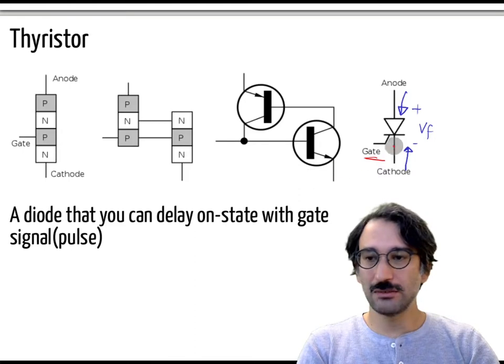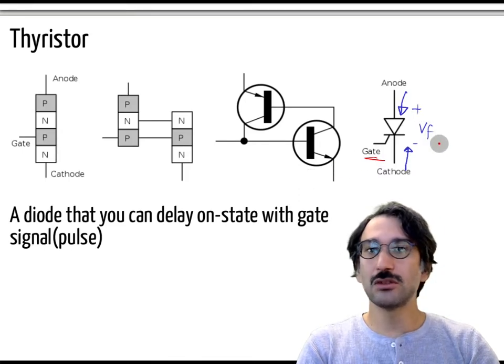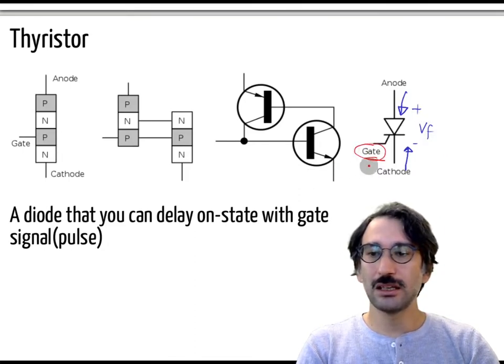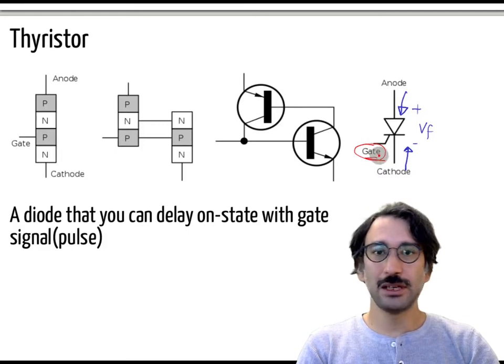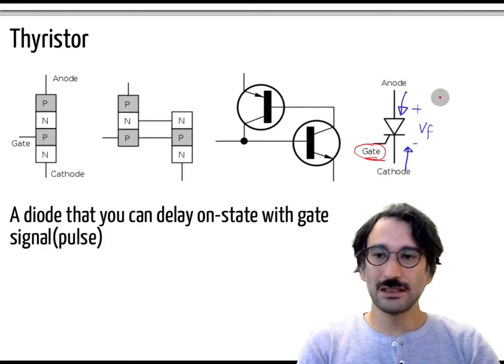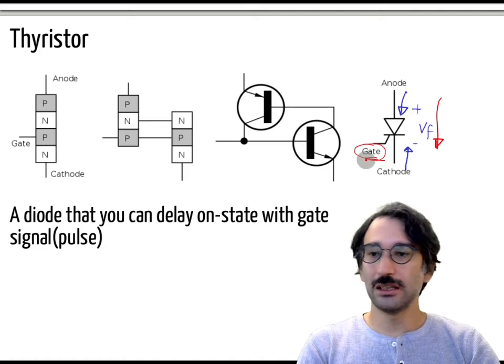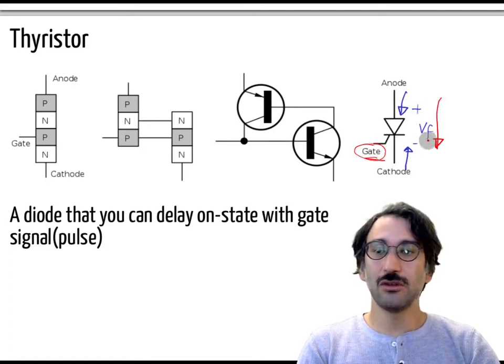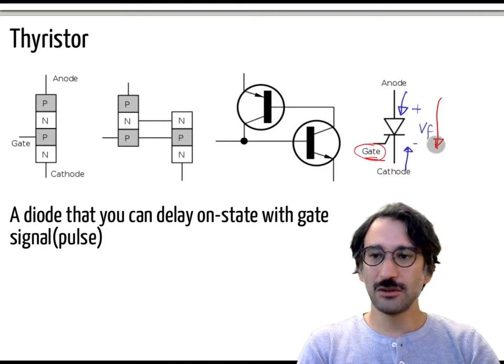So what does it mean? You can apply a positive voltage to here, but if you don't apply gate voltage, it will not start conducting. So it is like a switch, and the switch gets into the conduction mode whenever you apply a gate signal. But it is different from a transistor. Once it starts conducting, now it is basically like a diode, and even if you apply the gate signal or you cut off the gate signal, it will continue conducting as long as it is not reverse biased.